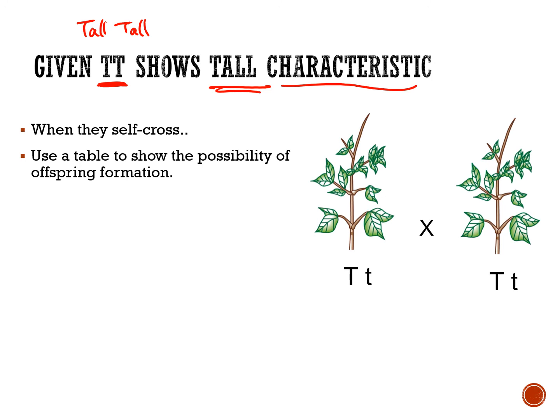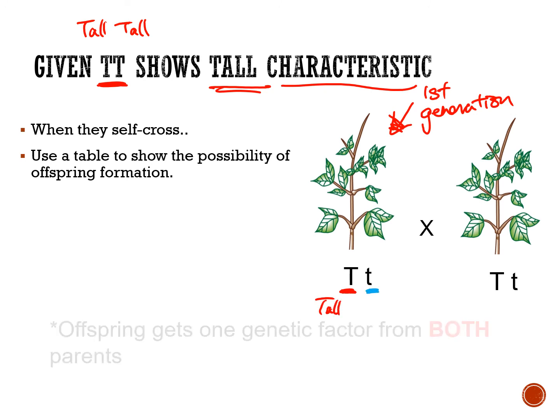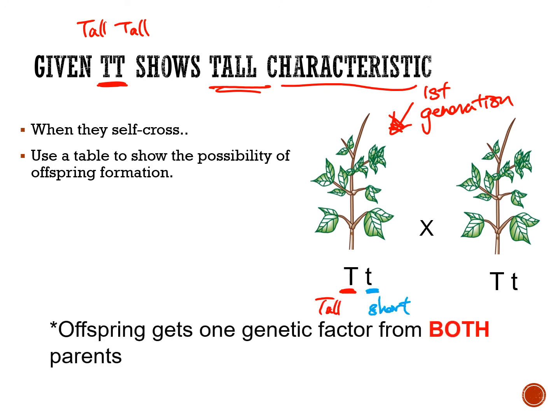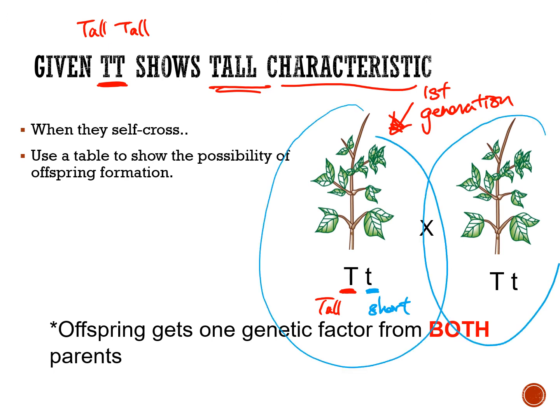Now, for these plants in here, this is the first generation. It has a big T, that means tall factor, and a small t, a short factor, and it still looks overall tall. If you try to mate or reproduce this first generation with another first generation, what offspring will be shown?